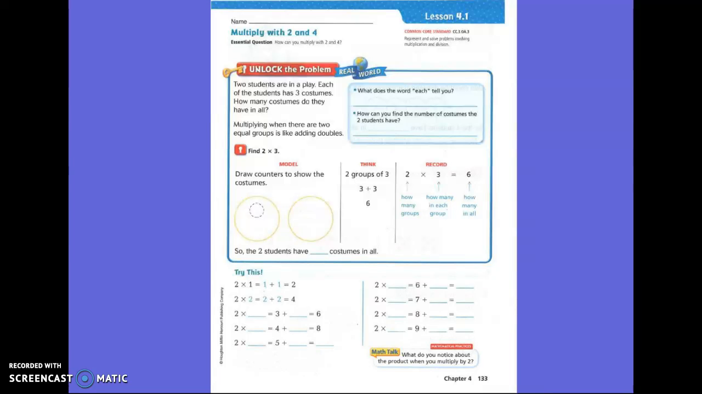Okay, today we're going to draw a picture by counting, count by twos, or use doubles to multiply with the factors 2 and 4. So we are multiplying with factors 2 and 4 today.